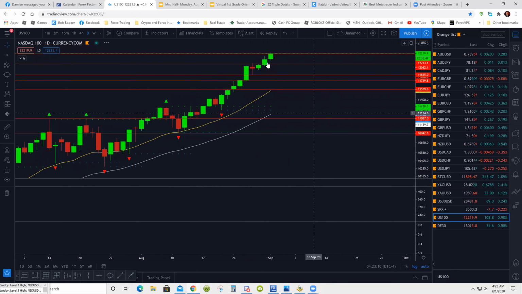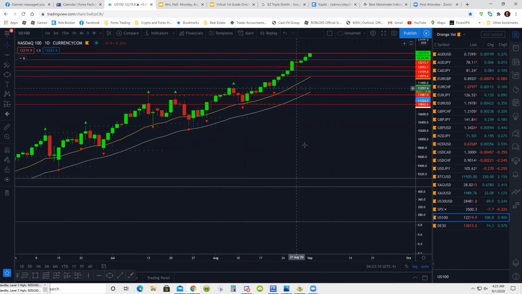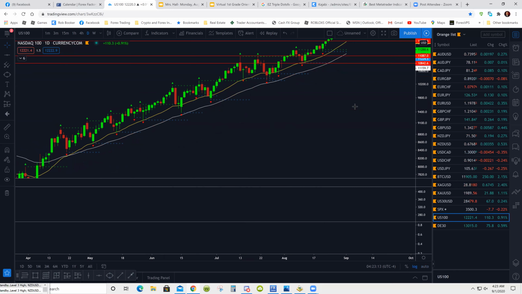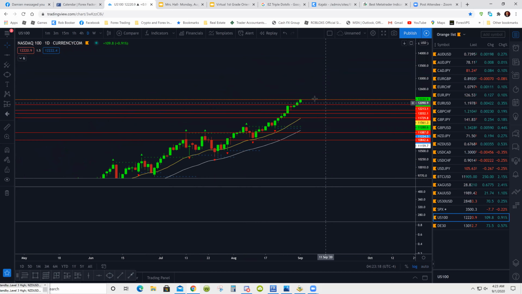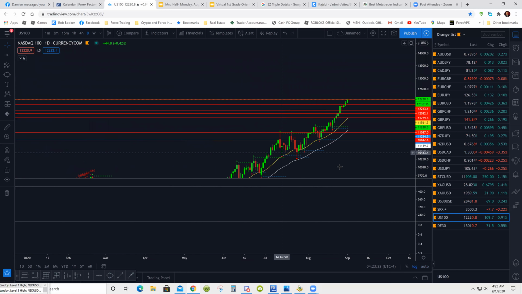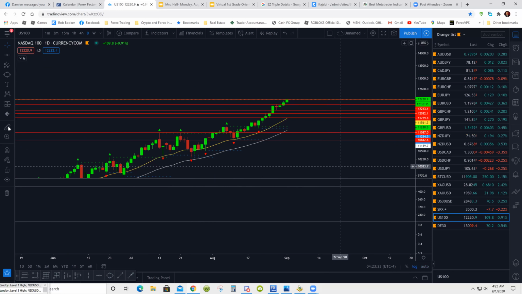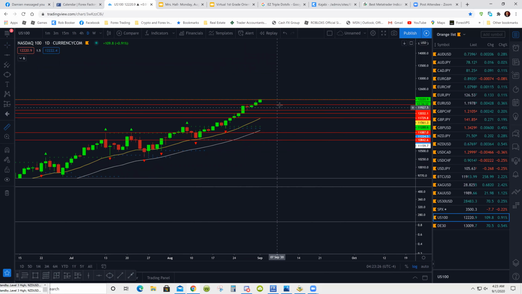US 100, ooh man, did we miss that one? Look at these, it's hitting my targets. I'm calling these. Did I call this? I called this. Wow. Unbelievable.